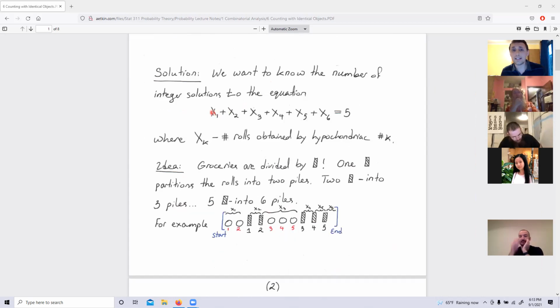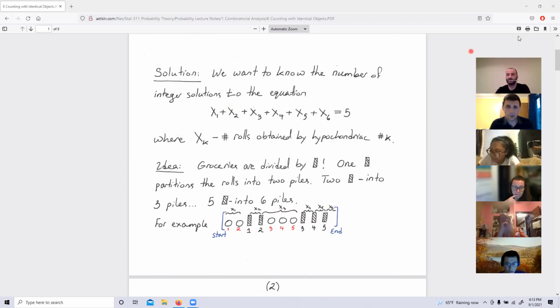Suppose that x1 is the number of toilet papers that hypochondriac number 1 gets, x2 is the same for hypochondriac 2, and so on. If I see the units of toilet paper that each of them got and I add them together, I get 5. Yes. So from a mathematical point of view, we are counting integer solutions to this equation. We have 6 variables. Each variable can contain numbers from 0 to 5. And the sum of those variables has to equal 5. How many possibilities are there?